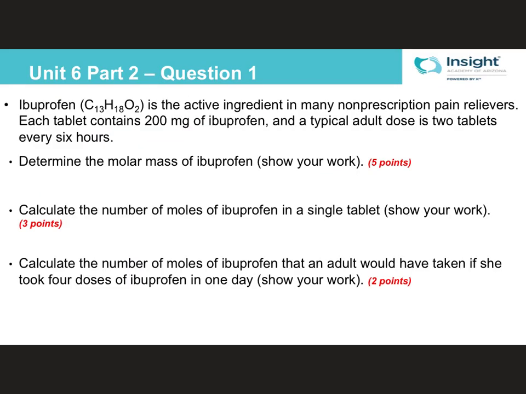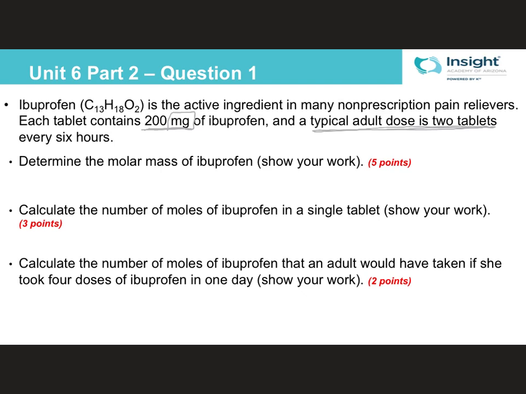Okay, so now we're talking about part 2 of the test. This one, I'm not going to do every component of it for you because this matches the test exactly. So I'm just going to kind of walk you through what needs to be done. So you've got ibuprofen. It's the active ingredient in many non-prescription pain relievers. Each tablet contains 200 milligrams. This is an important number. Note the milligrams of ibuprofen. And a typical adult dose is 2 tablets. This is also important information.